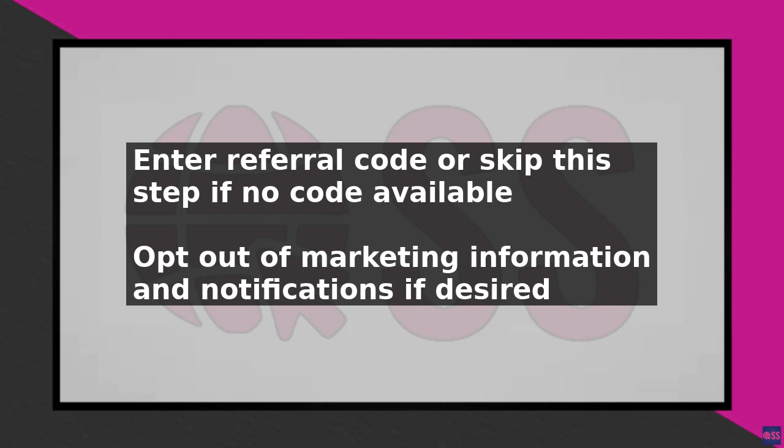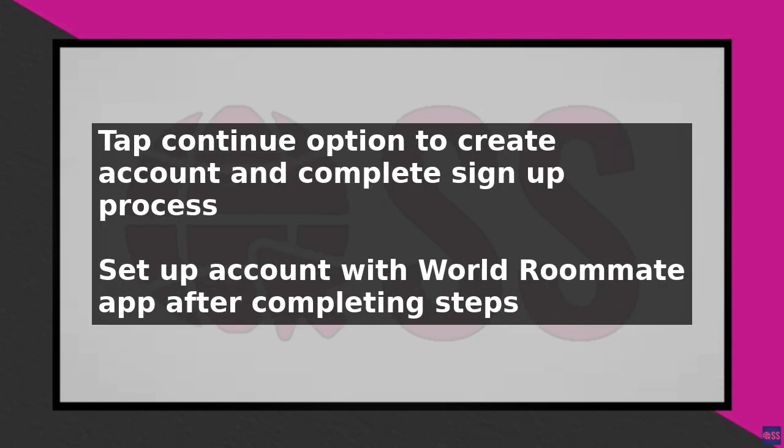You'll also be given the option to opt out of receiving marketing information and notifications. Simply select this if you don't want to receive them. Once you've completed these steps, tap the Continue option to create your account. This process should be straightforward, and you'll be able to set up your account with the WorldRemit app.